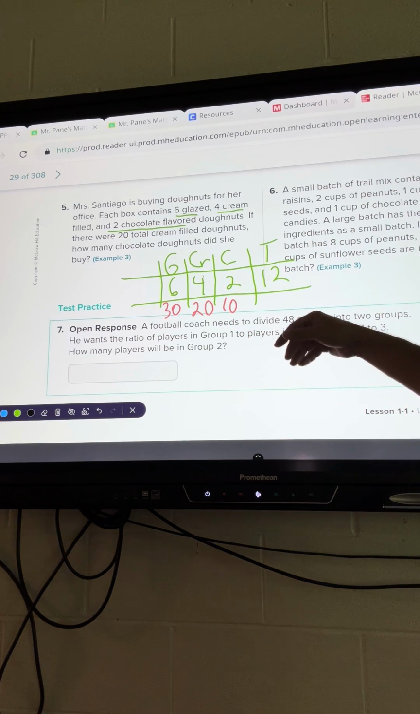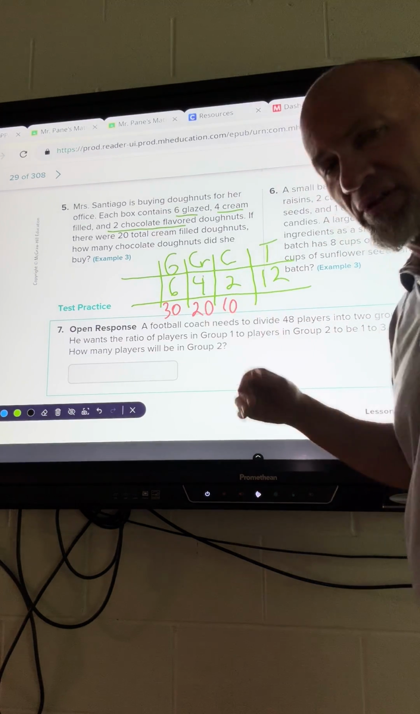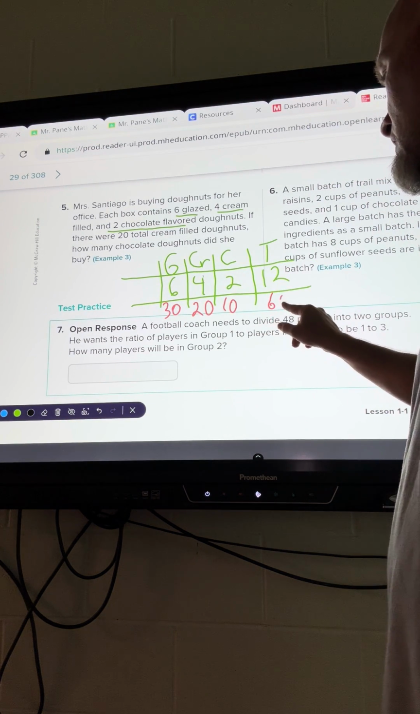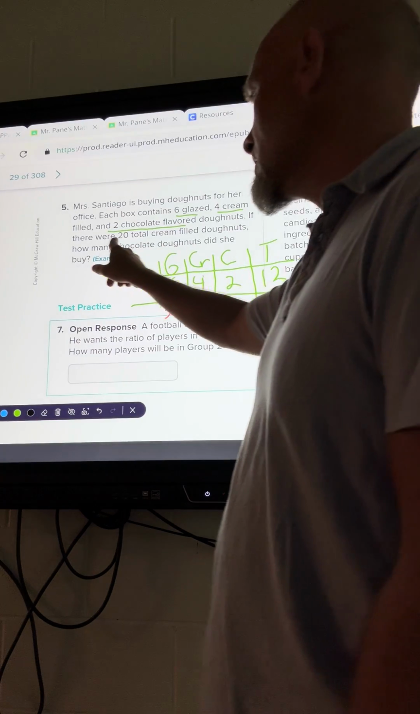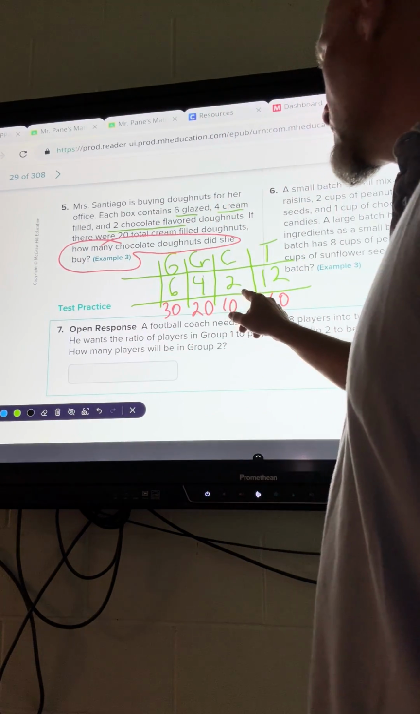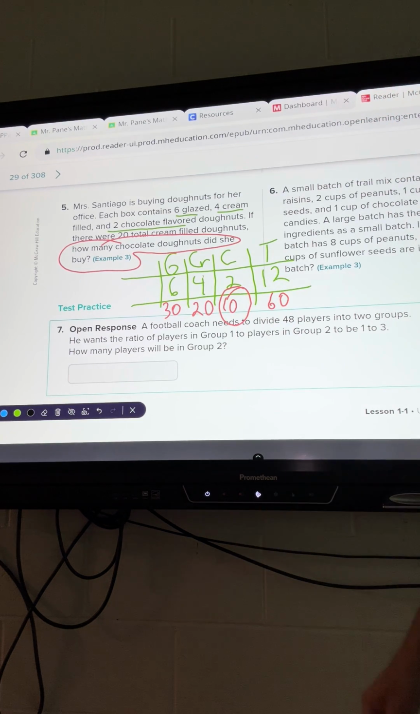And just for being able to have this information, we'll multiply the 12 also by 5 for a total of 60 donuts. But remember, we have to go back to the question inside the problem. How many chocolate donuts did she buy? Well, the number of chocolate donuts she bought would be 10.